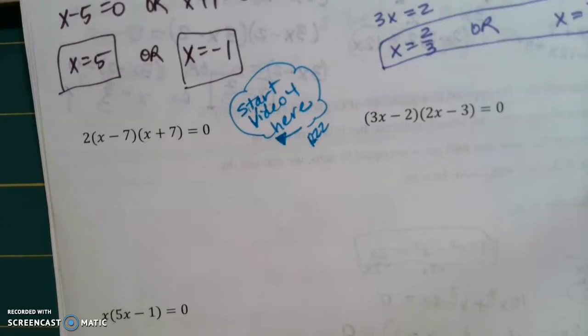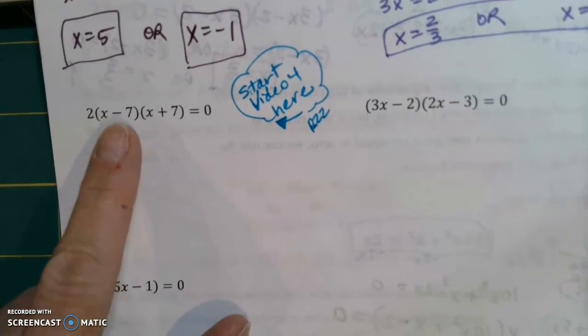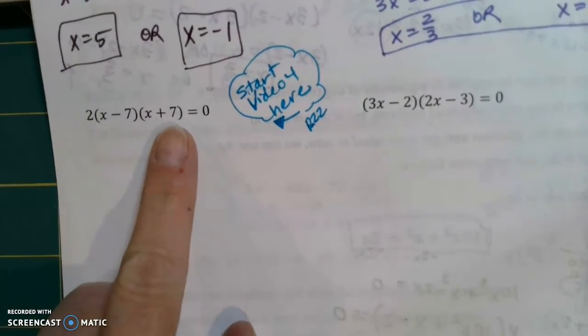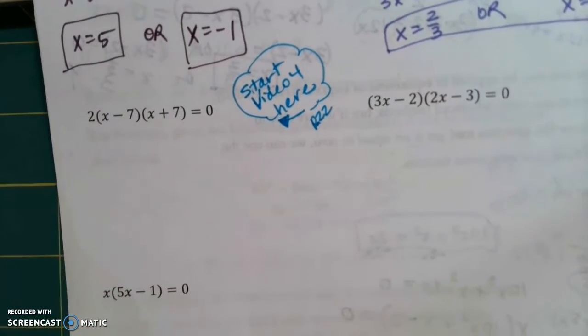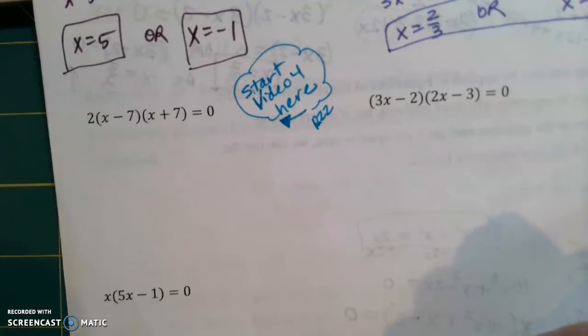Okay, we are back with the last one I was going to do on page 22. So this one where I have 2 times the quantity x minus 7 times the quantity x plus 7 equals 0. So again, like all the ones in this section, it is already factored for you, and it's a matter of setting each of those factors equal to 0.